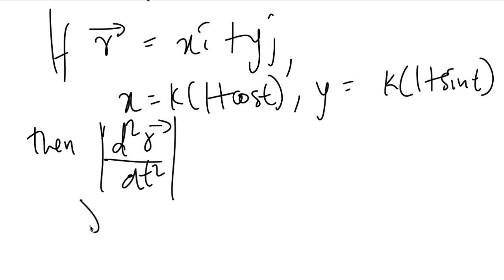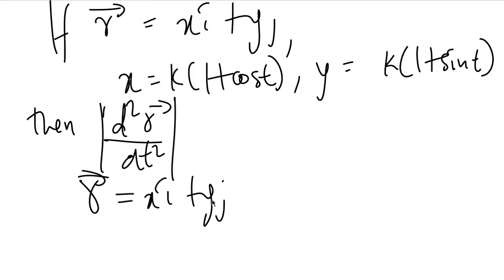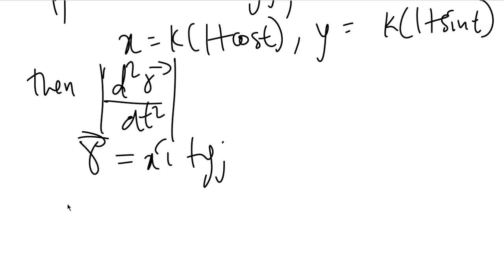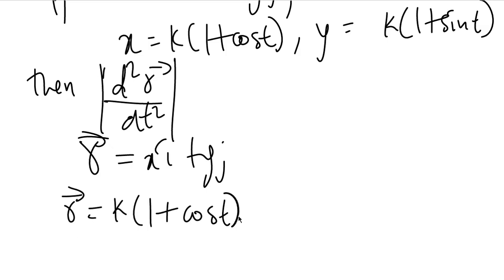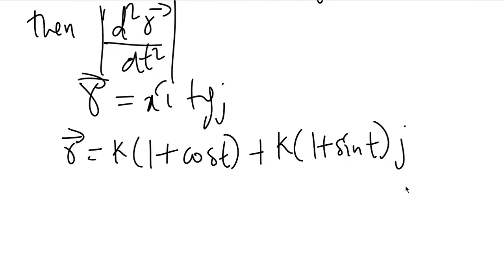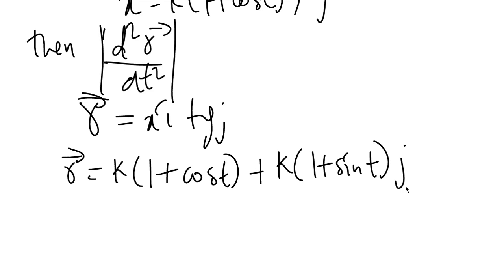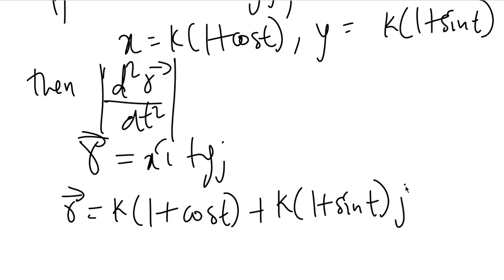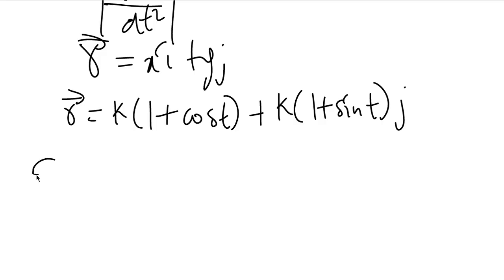Since the r vector has been given to us as x i plus y j, and x has been given as k into 1 plus cos t, we can simply substitute: k into 1 plus cos t i, plus y, which is k into 1 plus sin t, and then j. The question now is, what is d squared r over dt squared? So we're going to get dr over dt first. What's dr over dt going to be?